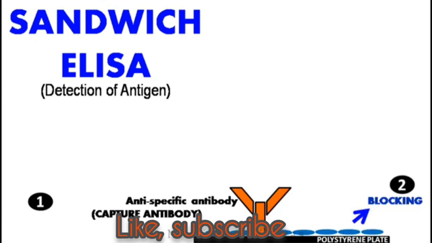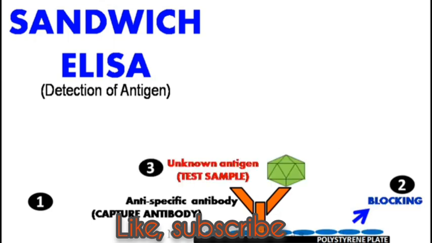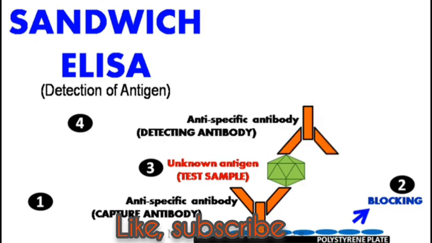After blocking, incubation, and washing, test samples, that is, unknown antigen is added. If the sample is positive for particular antigen, it interacts to the known anti-specific primary antibody, which are captured to the surface. Then, after incubation and washing, another known anti-specific antibody is added, which are considered as detecting antibody. So here, the antigen is sandwiched between two specific primary antibodies.